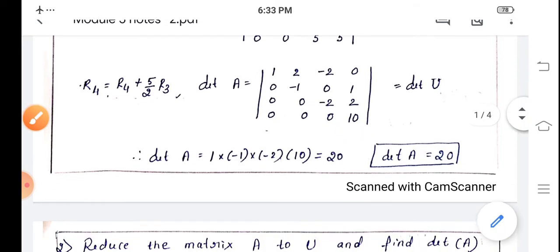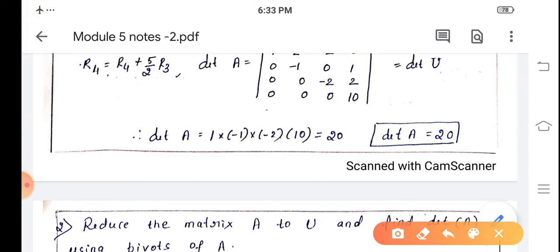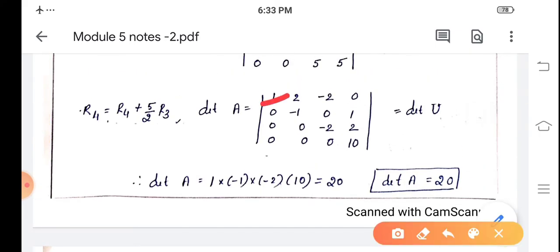Now we have the property that the determinant of A is equal to the product of the pivots after reducing it to echelon form. So the product of the pivots, that will be determinant A equal to 1 into minus 1 into minus 2 into 10, that is equal to 20. So determinant A is equal to 20.